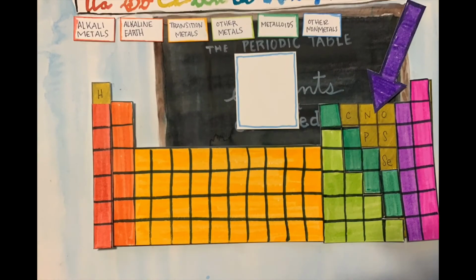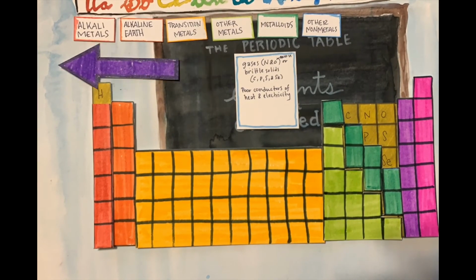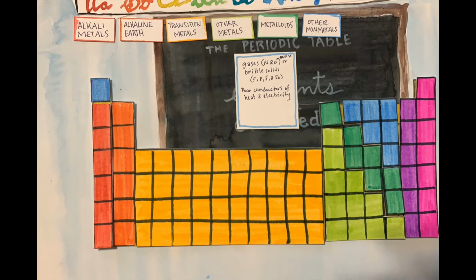Next is our first nonmetals group. These are the other nonmetals. We have a mixture of solids and gases in this group. What sets them apart from metals is, again, they're brittle, so they're not flexible, and they're also really poor conductors of heat and electricity. Really, really poor.